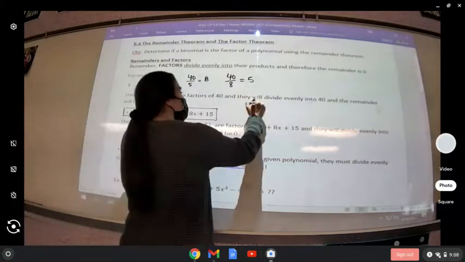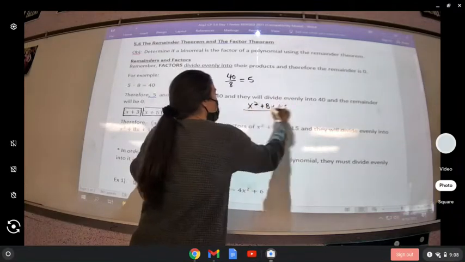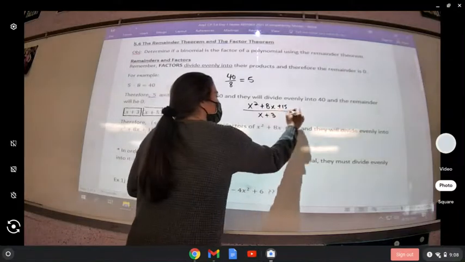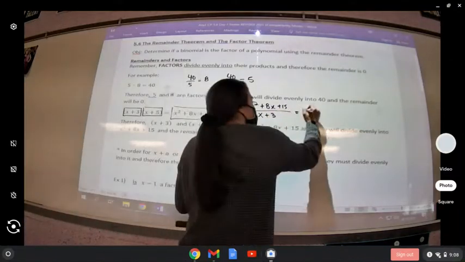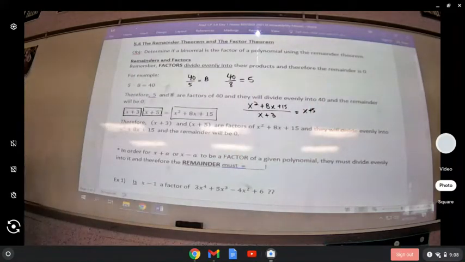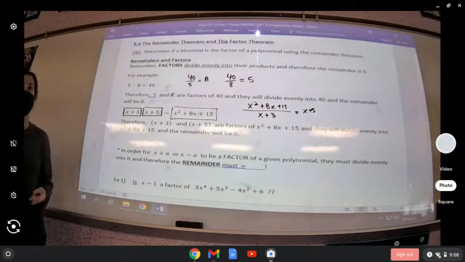So when I take x squared plus 8x plus 15 and I divide it by x plus 3, guess what? It's going to divide evenly in. It's going to get me x plus 5. It's going to get me the other factor, remainder 0. Because if something is a factor, it's going to divide evenly in. It's going to get a remainder of 0.